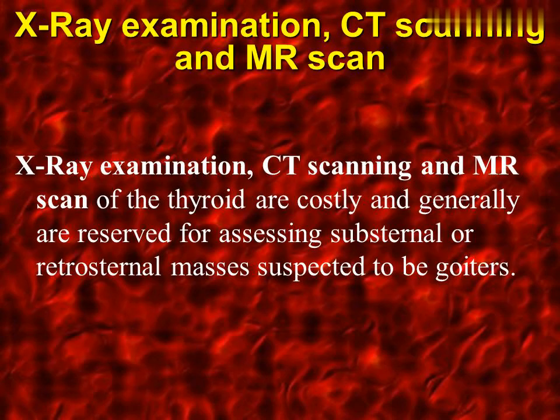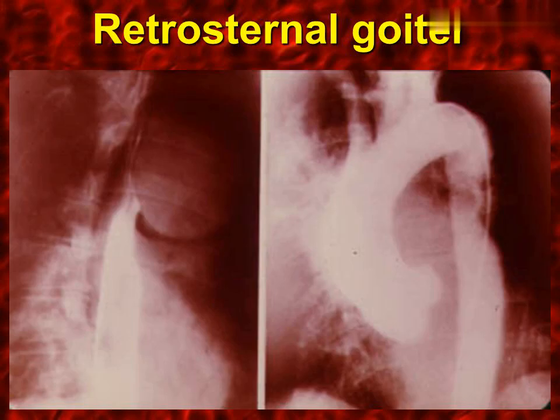X-ray examination, CT scanning and microscan of the thyroid are costly and generally are reserved for assessing substernal or retrosternal masses suspected to be goiters. Retrosternal goiter.